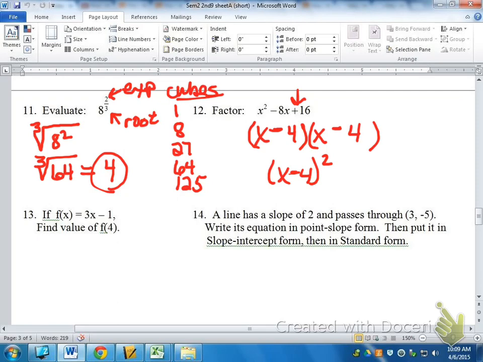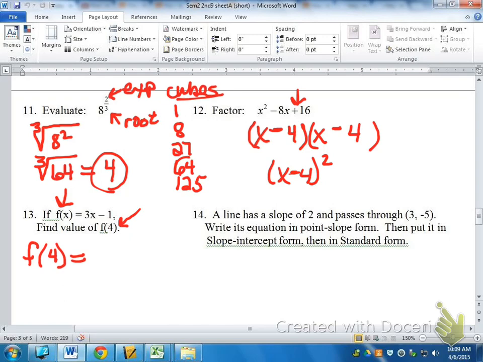Number 13. If f of x equals 3x minus 1, find the value of f of 4. We did this in the first 9 weeks. What does f of 4 mean to do with that problem? Ethan? Not take the whole thing times 4. Look at how the function notation is written here at the beginning. See how it says f of x, and then for the answer they want you to find f of 4. So they put 4 in place of x.